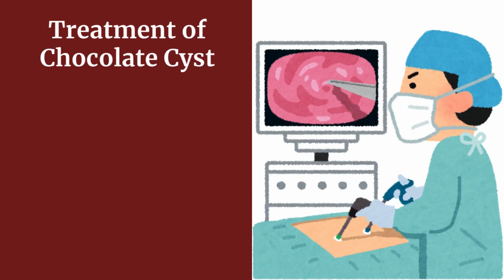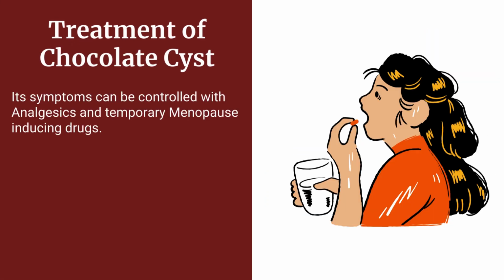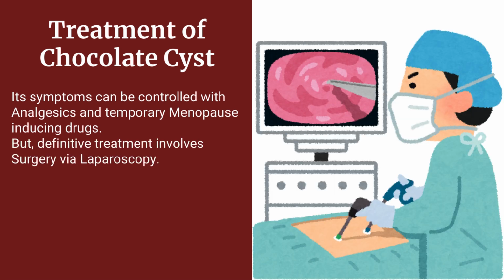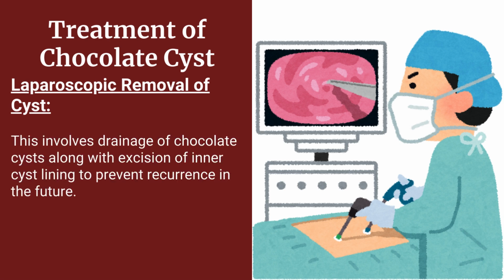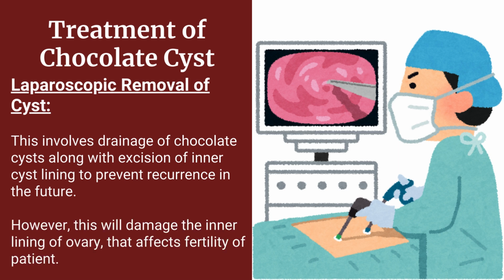Treatment of chocolate cyst. Its symptoms can be controlled with analgesics and temporary menopause-inducing drugs, but definitive treatment involves surgery through laparoscopy. Laparoscopic removal of cyst. This involves drainage of chocolate cysts, along with excision of inner cyst lining, to prevent recurrence in the future. However, this will damage the inner lining of ovary. That affects fertility of patient.